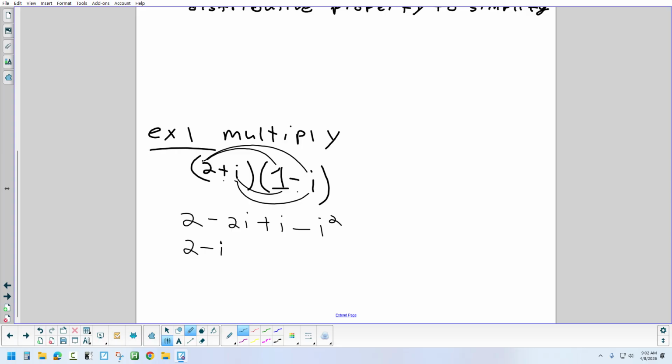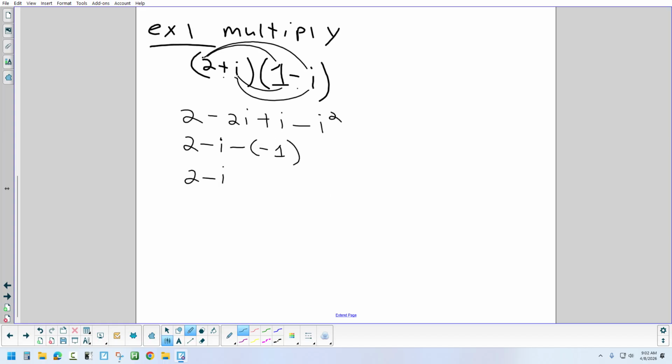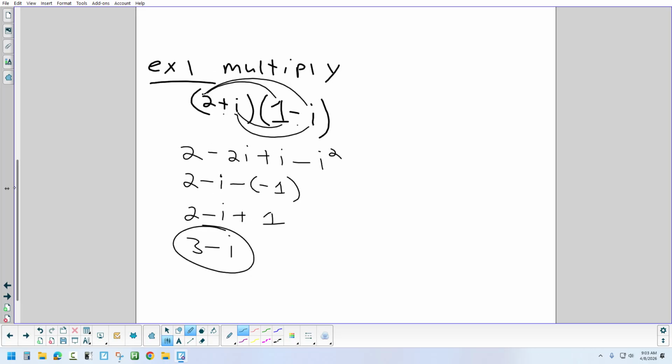And then this part at the end, we've got minus, and what did we say i squared is? That's a -1. So I copy down the minus, and then I changed i squared to -1. So I've got 2 minus i. What happens when you subtract a -1? Yep, you're going to add it. And now we've got 2 more like terms to combine. 2 plus 1 gives me 3. So that's the final answer, and that's how you write it.